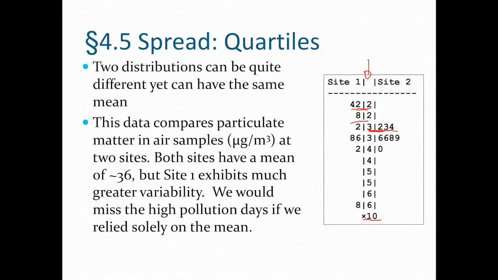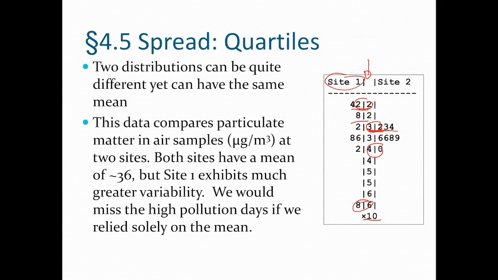And both these sites have a mean that is approximately 36. But you'll see that site 1, so here we have site 1, exhibits much greater variability, right? Because we start down here from 22 and it can go all the way to 68. Whereas in site 2, the lowest value is 32 and the greatest value is 40. So there's more variability on site 1 than on site 2.